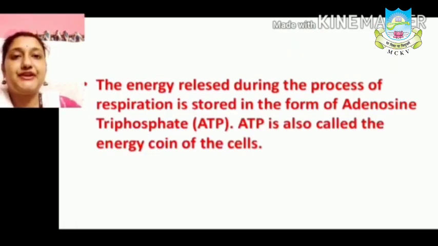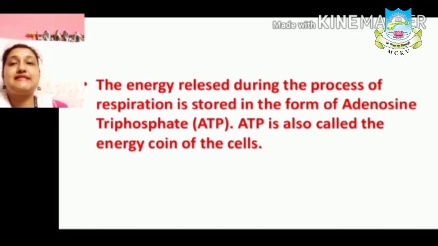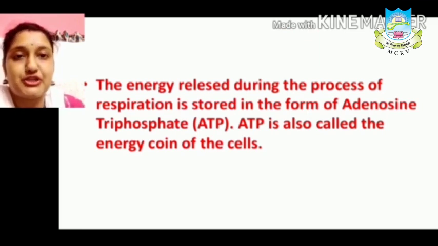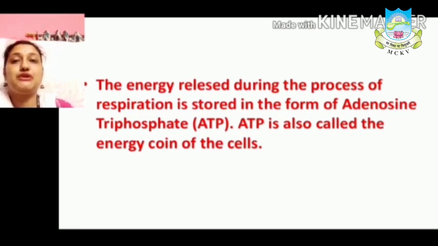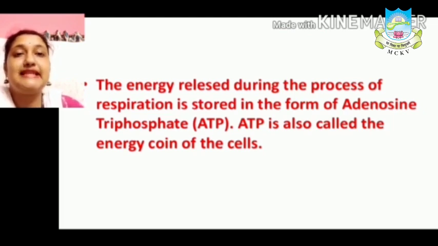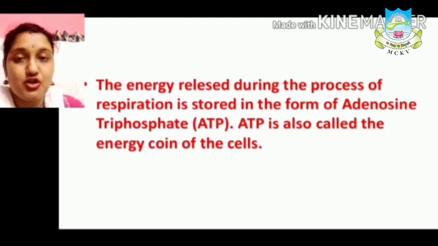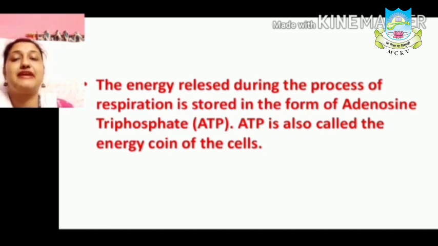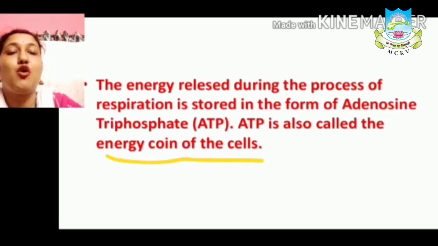The energy which is released during the process of respiration is stored in the mitochondria in the form of adenosine triphosphate, or in short, we can call it ATP. So energy is stored here, that's why it is called the energy coin of the cell.